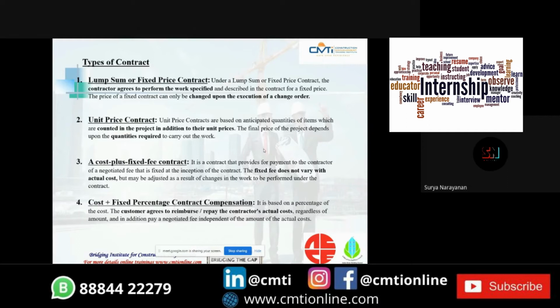A cost plus fixed fee contract provides for payment to the contractor of a negotiated fee that is fixed, and the fixed fee does not vary with actual cost but may be adjusted as a result of changes in the work to be performed under the contract. Cost plus fixed percentage contract compensation is based on the percentage of the cost. The customer agrees to repay the contractor's actual cost regardless of amount, and in addition pay a negotiated fee independent of the actual cost.